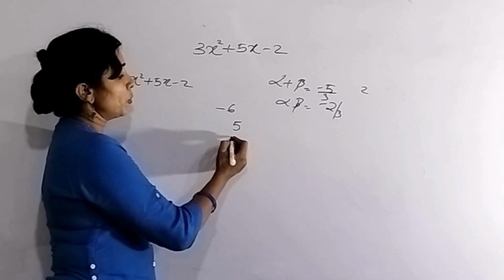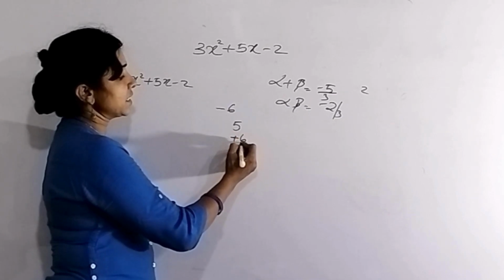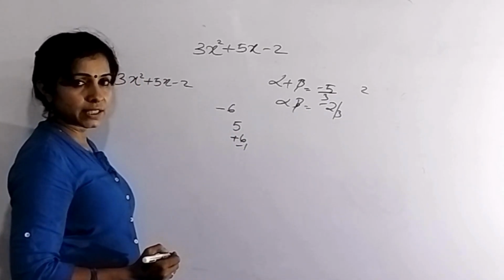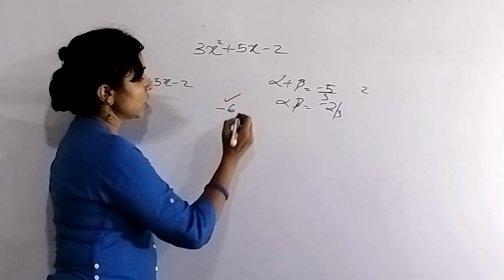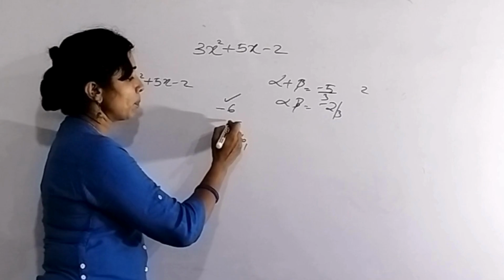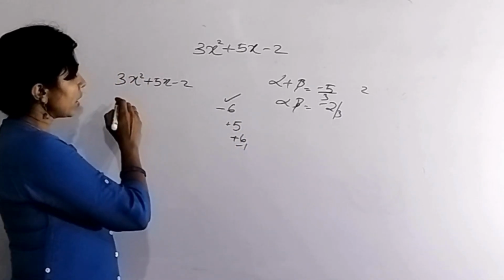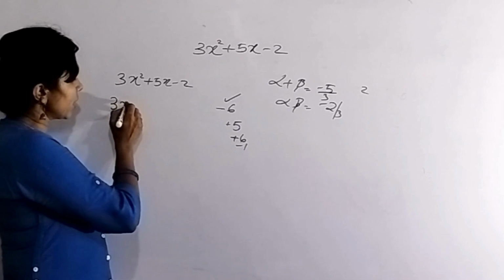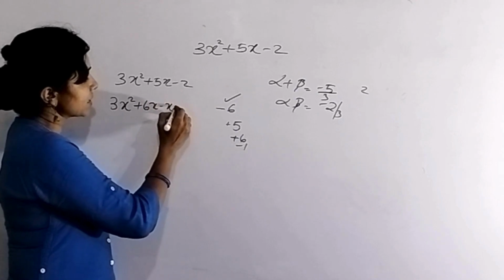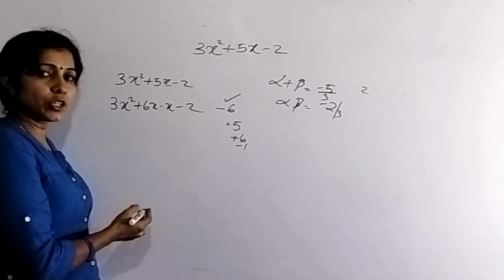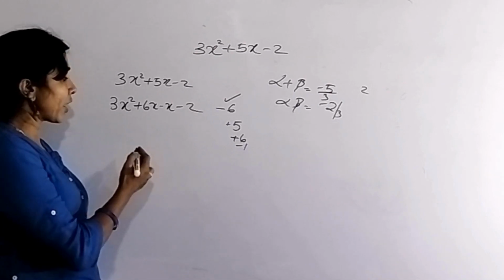So I'm just putting here plus 6 and minus 1. You just look at plus 6 and minus 1. 6 into minus 1 is minus 6, and plus 6 and minus 1 gives plus 5. So clear? So I can write it as 3x square. Now I'm splitting this 5x as 6x minus 1x minus 2. This is the way to find out the zeros by factorization.